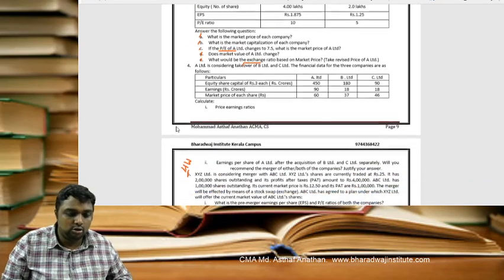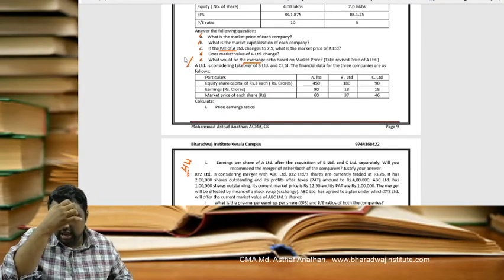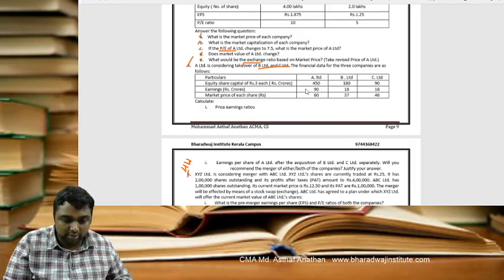Now we will move on to question number 4. So what is question number 4? A Limited is considering a takeover of B Limited and C Limited. They are planning to go with B and C. The financial data is given. Equity share capital of rupees 3 each.